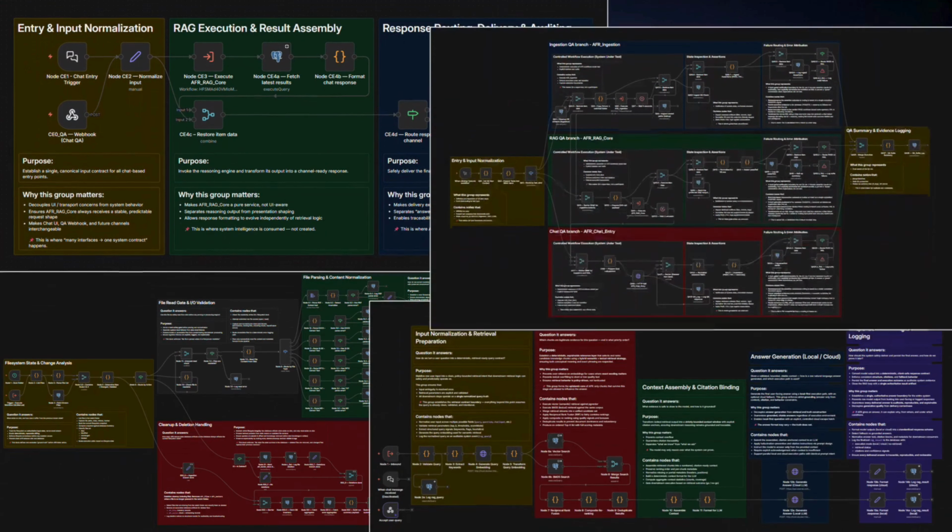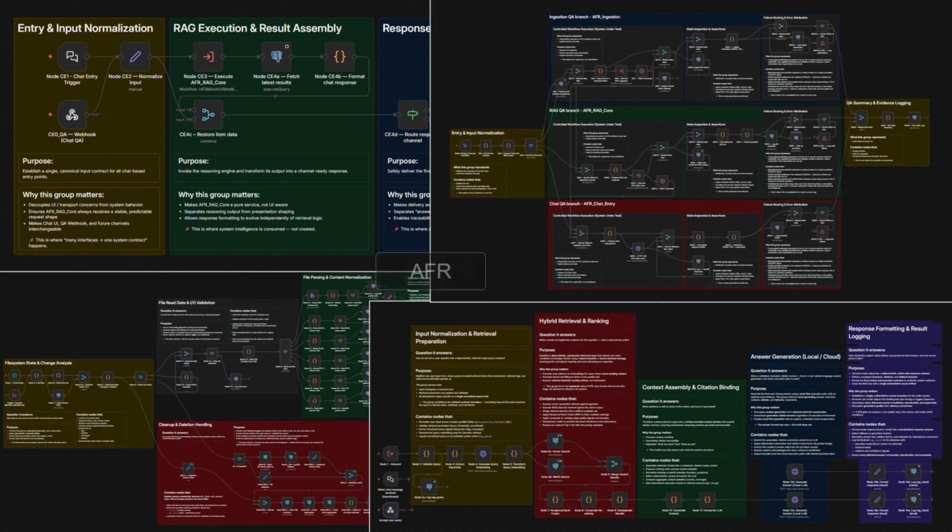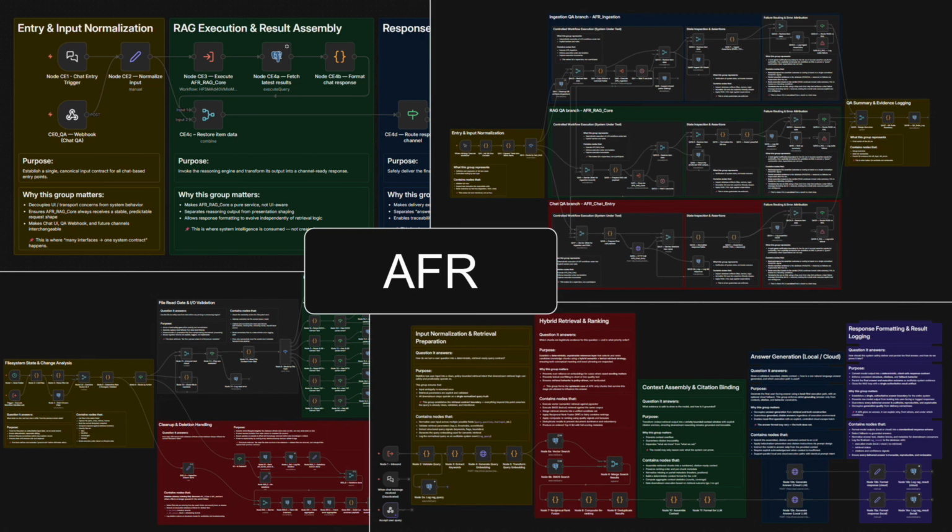Hi, I'm euthv. In this video, I'll walk you through AFR, a local-first, auditable retrieval system, and explain why it exists, how it's designed, and what kind of AI automation work it represents. Let's start from the system itself.